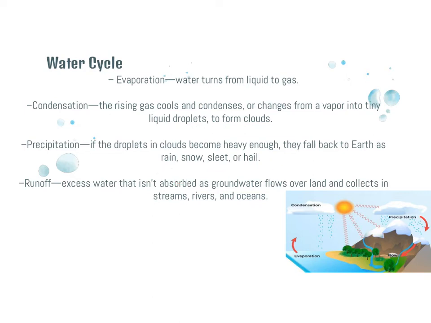Some of the water that falls on the earth's surface will be absorbed as groundwater, and the excess of the water that was not absorbed as groundwater will flow over the land and will be collected in streams, rivers, and oceans, as you see here on the given figure.